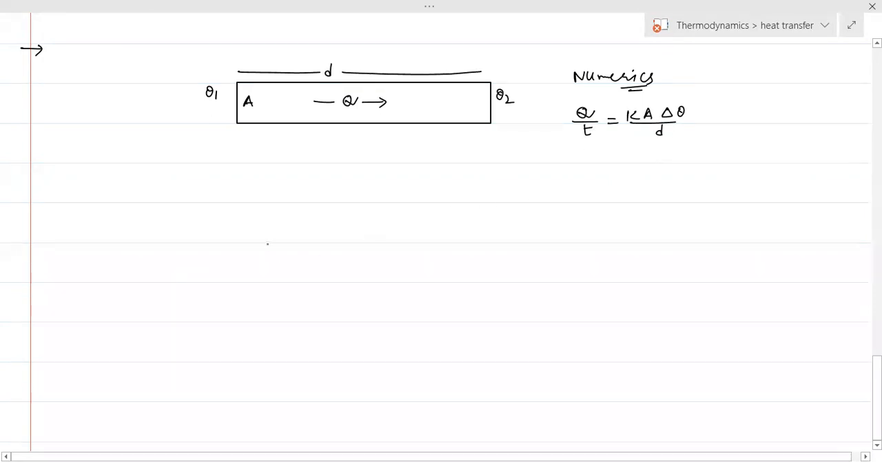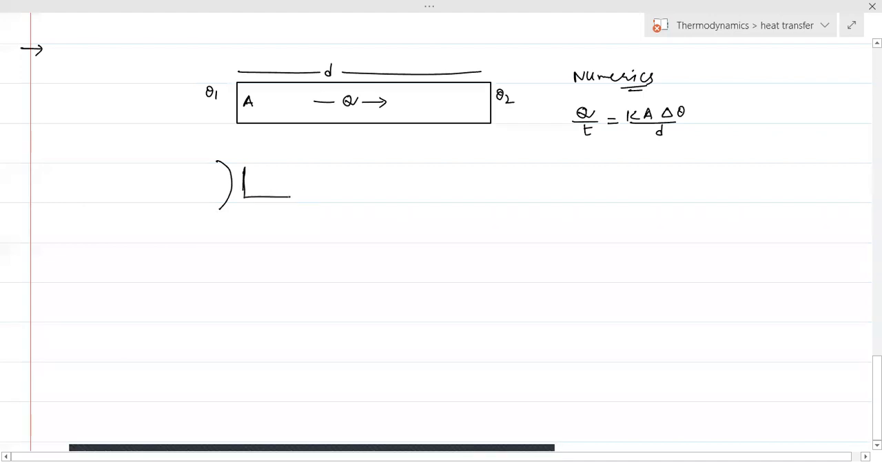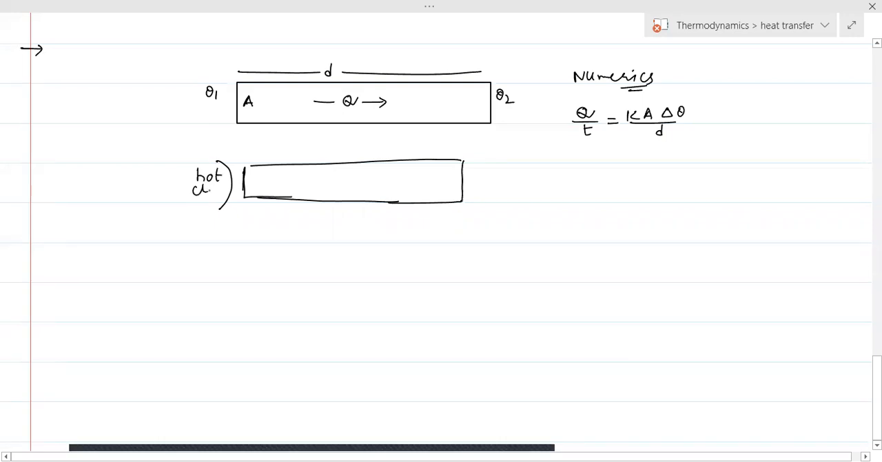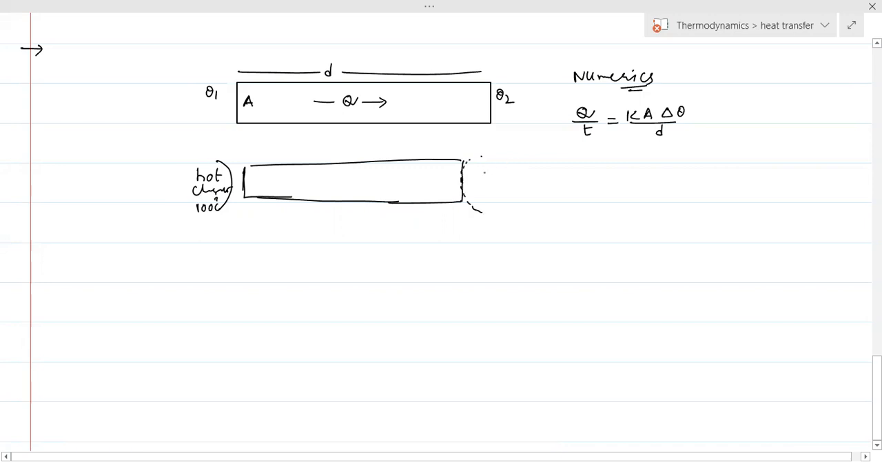For a while, we will analyze the problem. For example, we have a rod with one end on the left side in a hot chamber of water, maybe at 100 degrees centigrade, and on the right side we have a box of ice cubes. Slowly we will analyze every term.